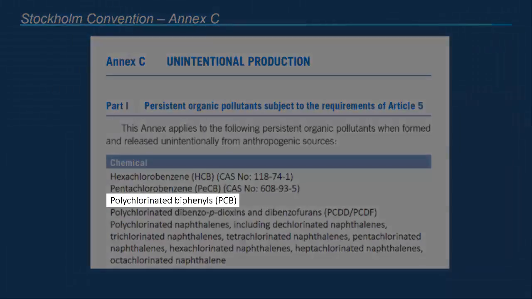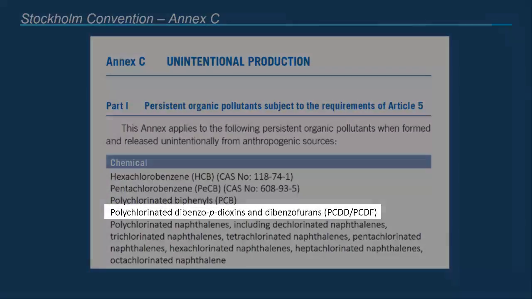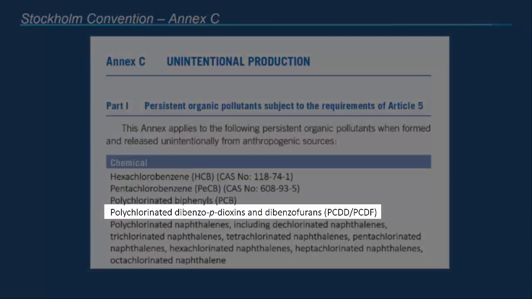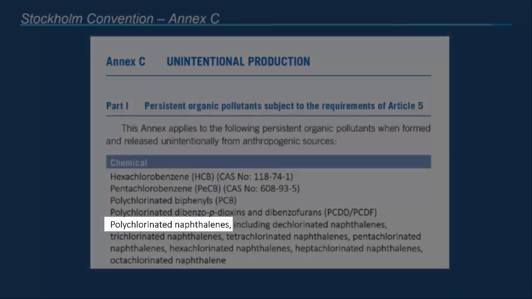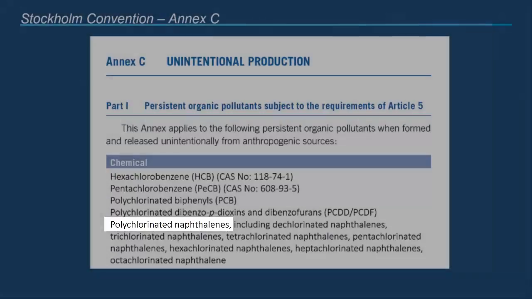The polychlorinated biphenyls are a family of 209 chemicals. The polychlorinated dibenzoparadioxins and dibenzofurans, also commonly called dioxins and furans, are a family of 210 chemicals. The polychlorinated naphthalenes are a family of 75 chemicals.